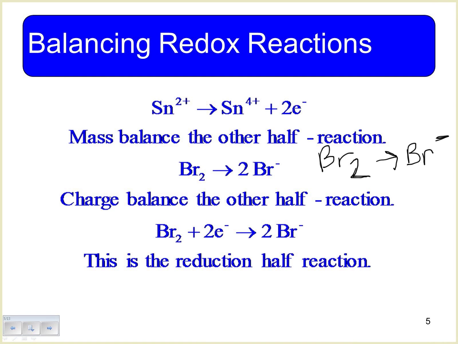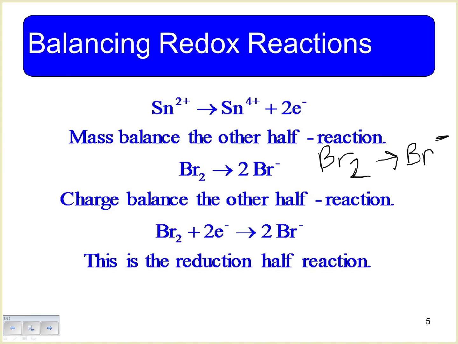Okay, so the first thing we do is mass balance this. We have 2 bromines on the reactant side, so we have to place a 2 coefficient here. So mass balance first. Then we have to charge balance. If we look at this right here, what's our total charge on the left side? I heard 2, I heard 1. It's neutral, right? There's no positive or negative charge. Bromine gas is neutral. It's not an ion, so it would be 0.